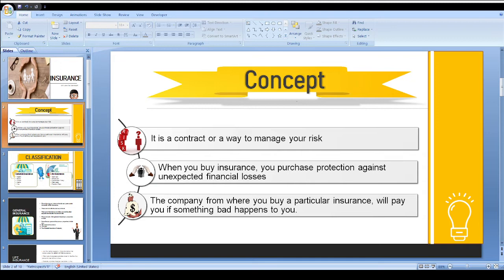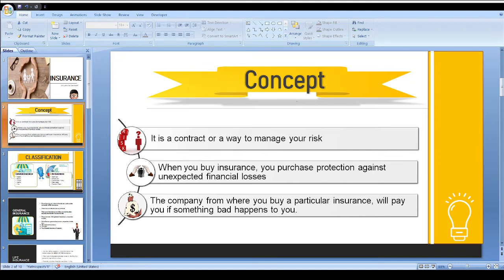And apart from this, the insurance transaction involves the policyholder assuming a known and relatively small guarantee, in the form of a payment to the insurer, meaning whatever premium they are going to pay, in exchange for the insurer's promise to compensate for the financial losses that could occur in the near future.